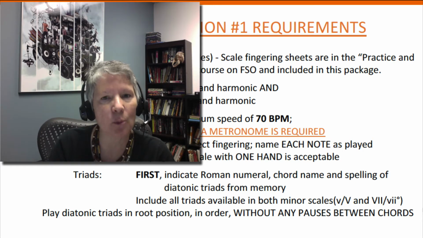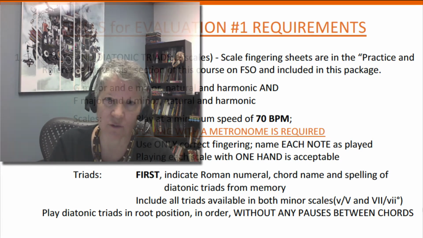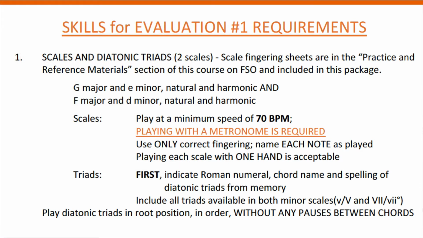That's exactly how we'd like to see you go through all the triads in the minor keys that you'll be studying. Now, keep in mind, A minor is not one of your keys. For the first evaluation, it's G major and E minor, its relative minor, F major and D minor, F major's relative minor.